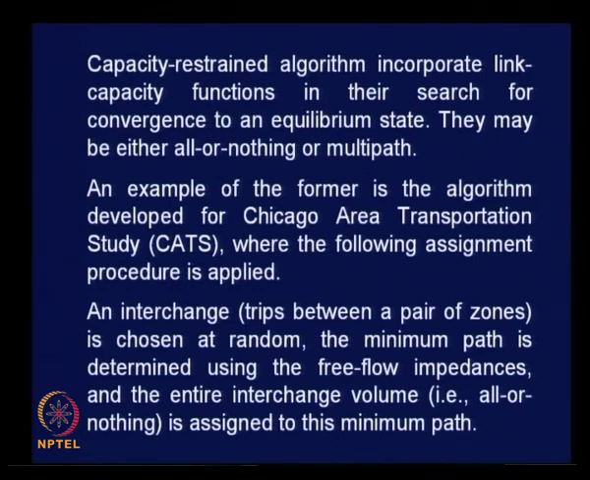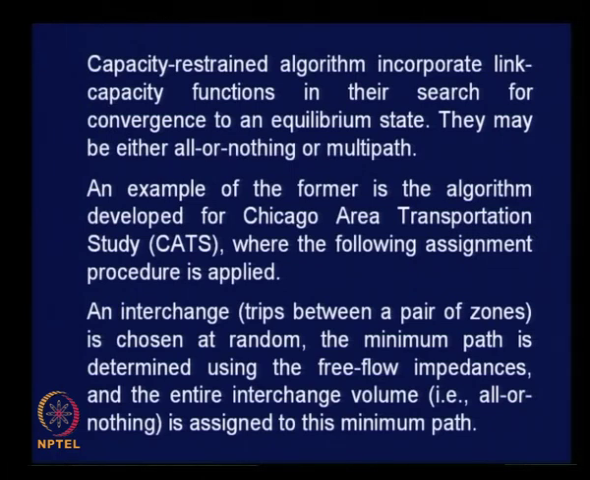You may have thousands of links and nodes. When you consider one interchange, one zonal pair, the number of links and nodes involved may be very small compared to the total number. In that case there is nothing wrong in just assuming free flow condition and assigning traffic. That is not going to be the end of it, it is only the beginning, right. So that is what is being done as step 1.